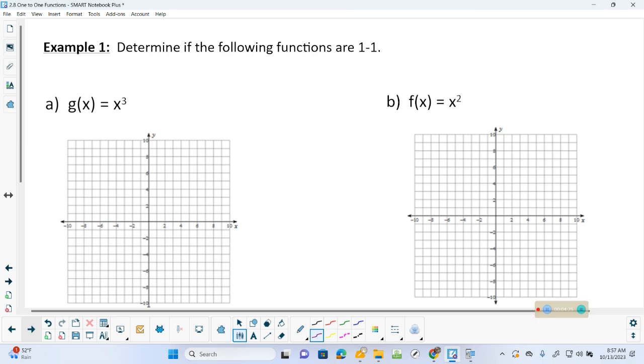So determine if the following functions are one-to-one. Now, you can, of course, get the t-chart and the graph and all that off your calculator. Sometimes it's easier to just kind of, quote-unquote, mental math a t-chart. If I put 0 in for x, 0 cubed, 0. So that would be a point. If I put 1 in for x, well, 1 cubed, 1. I'm going to put 2 in for x. What's 2 cubed? 8. So 2, 8. Okay, probably going to not put 3 in, because what's 3 cubed?